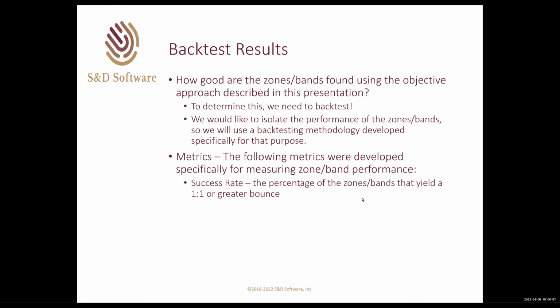And we're going to be looking specifically at the biggest bounce we get off of each band before the band is broken or before the test ends. And our success rate is going to be the percentage of the zones that give us a 1-to-1 or greater bounce. So if you have a zone that's 10 points wide, it has to give us a 10-point bounce in order to reach that 1-to-1 ratio and be considered successful. So that is going to be the success rate.